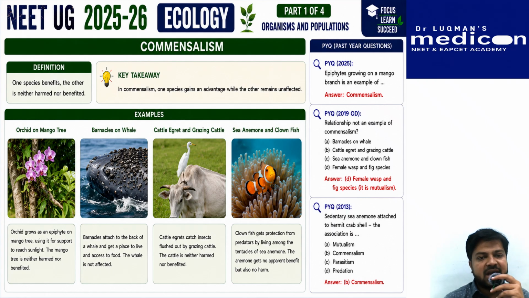In the same way, cattle egret and grazing cattle. Cattle egrets catch insects flushed out by grazing cattle. The cattle is neither harmed nor benefited. Sea anemone and clownfish. Clownfish gets protection from predators by living among the tentacles of the sea anemone. The anemone gets no apparent benefit but also no harm. So these are the examples of commensalism. Direct PYQs can be expected from here. Stop the video and study the PYQs.